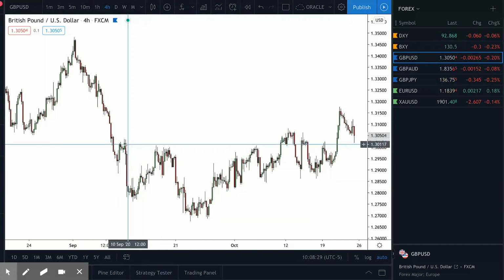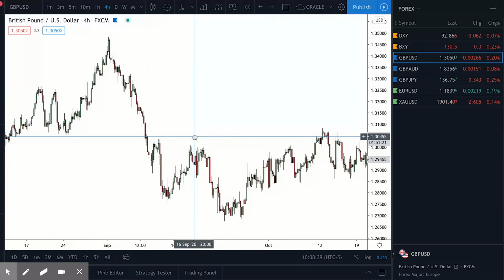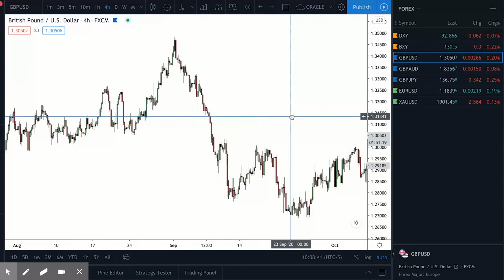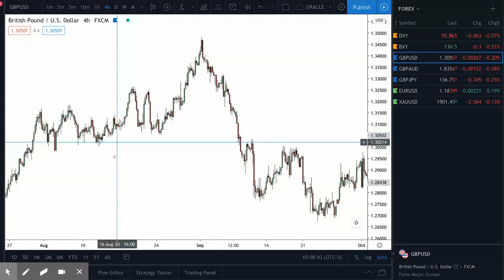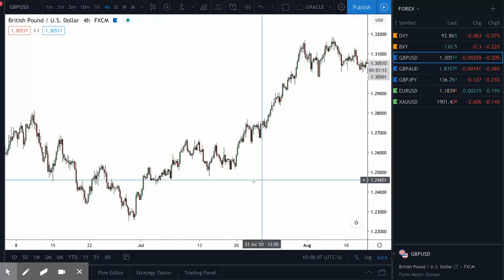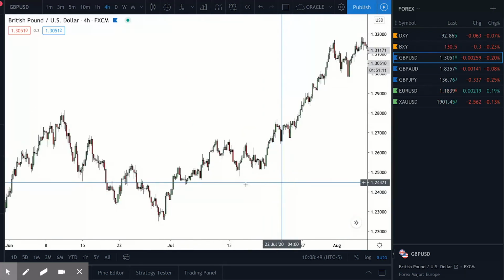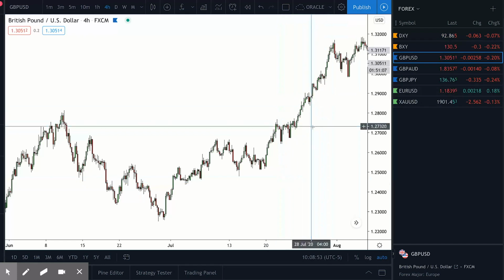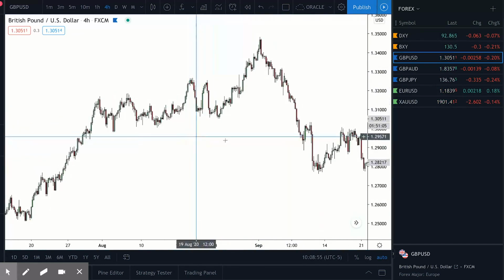It's an area that institutional participants, so banks, institutions, trading firms, the people with the money to move the market, are looking to sell from. So they're very useful, they're very important in our trading, and definitely something that we need to talk through. I'm going to show you in this video how to plot supply and demand, how to find supply and demand, and how to then use it in your trading for accurate results.